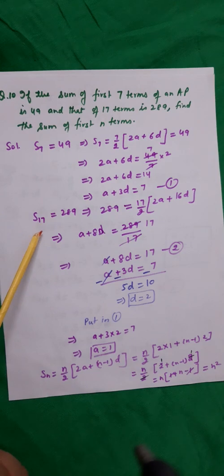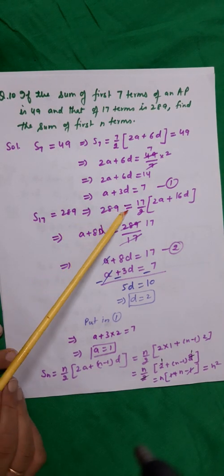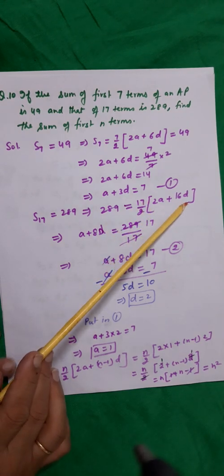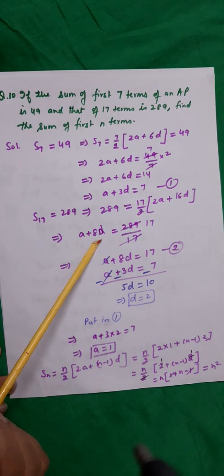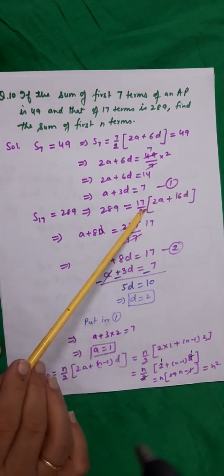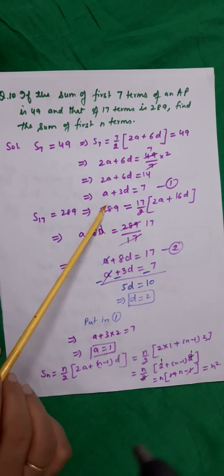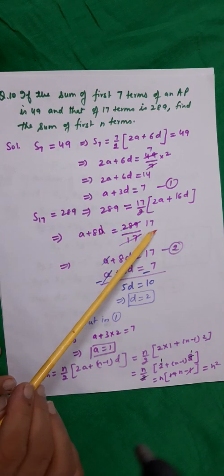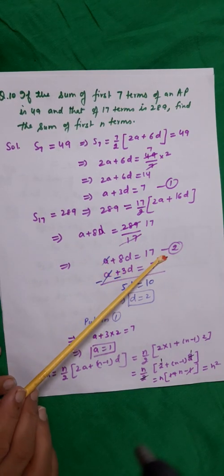Also, it is given that S17 is equal to 289, which implies 289 is equal to 17 upon 2 into (2a plus 16d). That means a plus 8d is equal to, you are cancelling 2 from here and 16 from here by 2. So you are getting a plus 8d is equal to 289 divided by 17. We know 17 into 17 is 289. So it cancels and we have the equation as a plus 8d is equal to 17.